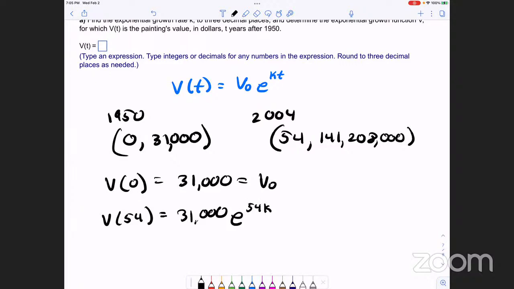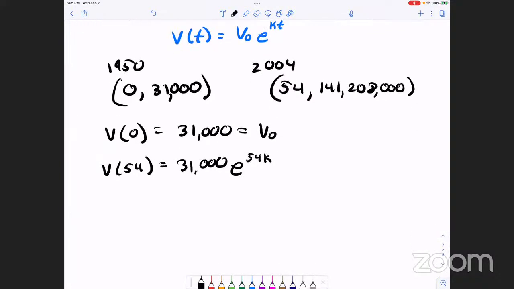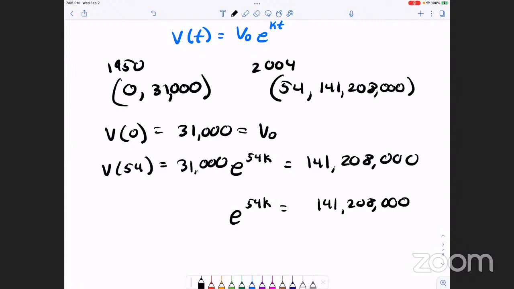Okay. So all I did for the first one, I plugged in t was 0. This term collapses to 1, e to the power of 0 is 1. So that means V naught equals 31,000. Then I took that. This became 31. Now the time is 54. The only thing we don't know is k, so we can solve for k. We have everything except the rate. So then we have this value equals 141,208. From here, it's just algebra. Divide by 31, so we get e to the 54k equals 141,208 over 31,000.